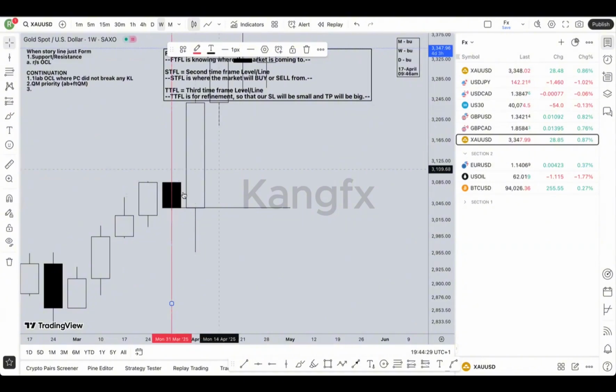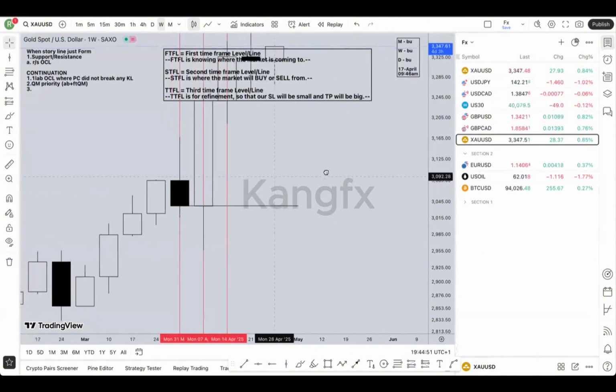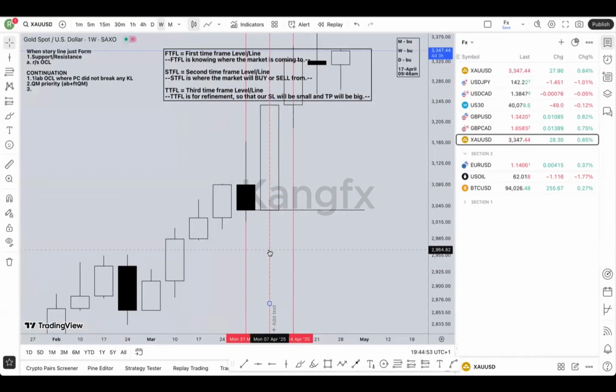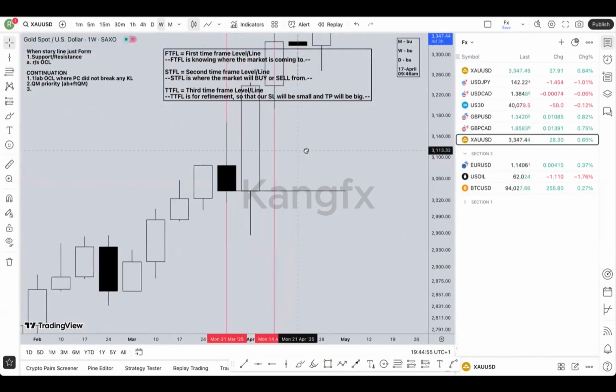You mark the first candle because this candle started here and ended here. That's where the black candle started and ended. And this second candle that completed the full structure of the support started here and also ended around here. So you mark started here, ended here. Now, I'll remove the one in the middle. Inside this area, that's where we're going to look for our STFL.